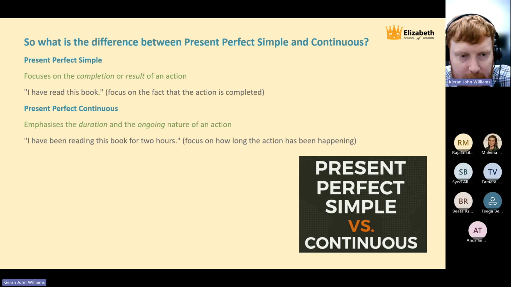So, like I said, the differences between present perfect simple and present perfect continuous. Simple focuses on the thing that is completed, the result. Okay, so I have read this book. The important thing is that it is finished. Okay, but for the continuous, you're talking about how long, or you're saying that something is in progress. So it's probably not finished. Okay. So I have been reading this book for 2 hours. The important thing there is how long you were doing it. Okay.